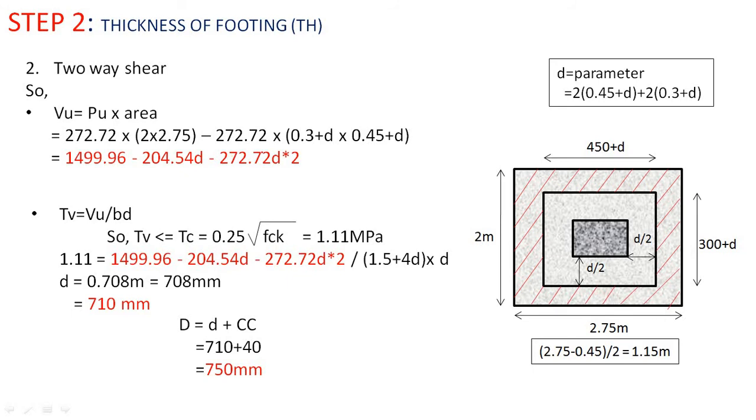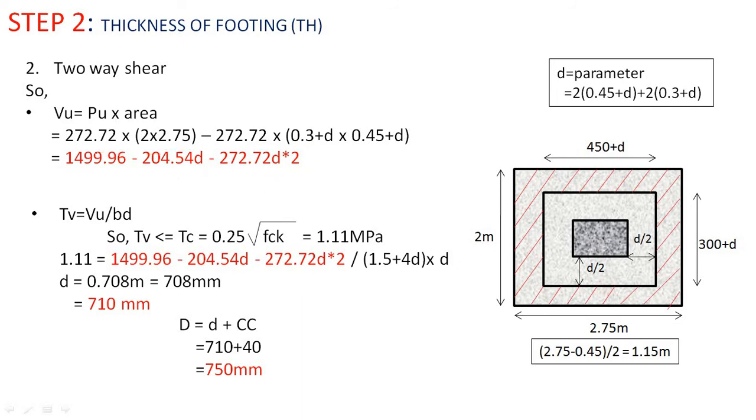Then second, from that whole area we will deduct this much area. So minus Pu, which is 272.72, into (0.3 plus d), which is this value, into (0.45 plus d). So we will have the value of Vu in the equation form. We have to place this value of Vu in this form only.